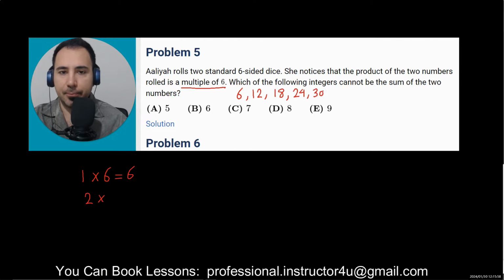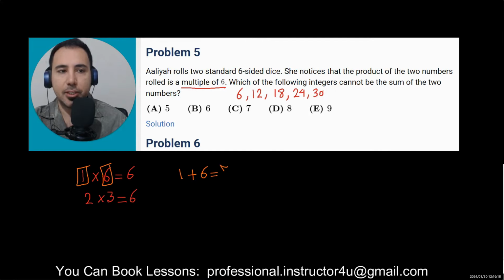Now, what does the question want? Because the product of these numbers is now a multiple of 6. Which of the following integers cannot be the sum of the 2 numbers? Okay, sum means we just have to add them. So 1 plus 6 is 7. So 7 can be the sum of the two numbers because we just showed it. Because here the question says cannot be, so I'll have to eliminate 7 because obviously 7 is possible. 2 plus 3 is 5. So, okay, 5 is possible. So 5 can be the sum of them, right?